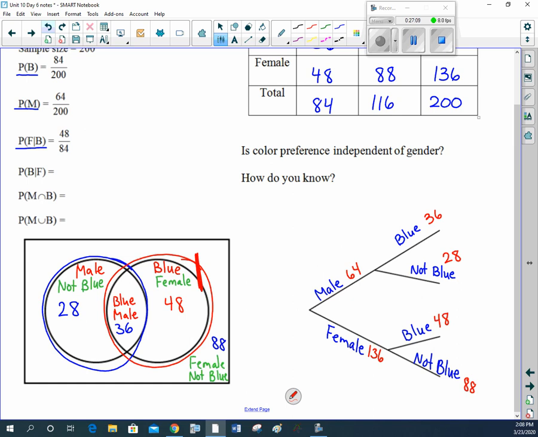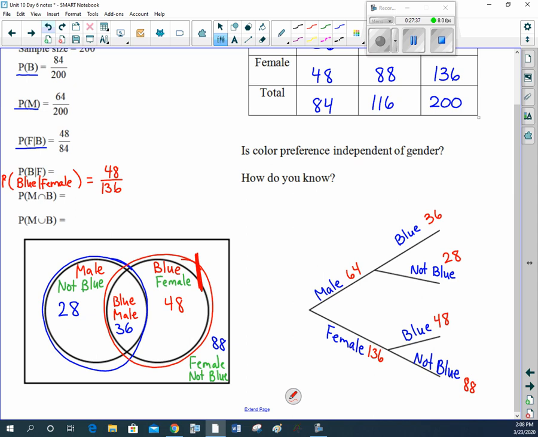So probability, liking blue given that you're female. So the probability that you like blue, this is blue, that's what the B stands for, given you're female. That's what you're trying to figure out. That's the probability you're doing. So that probability is going to turn out to be 48 out of 136.